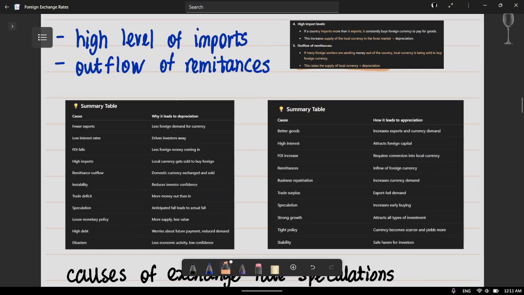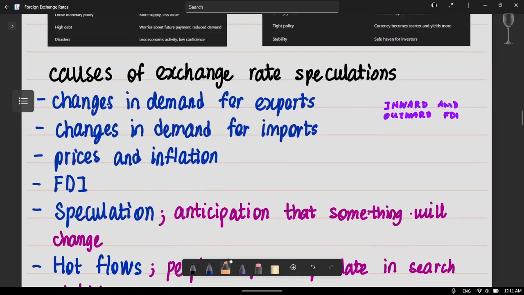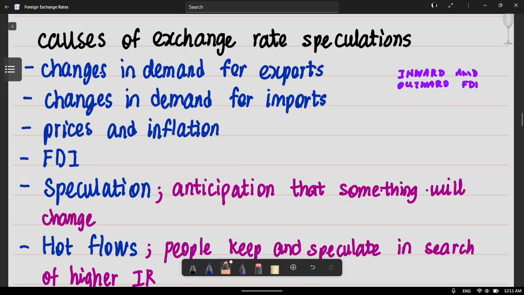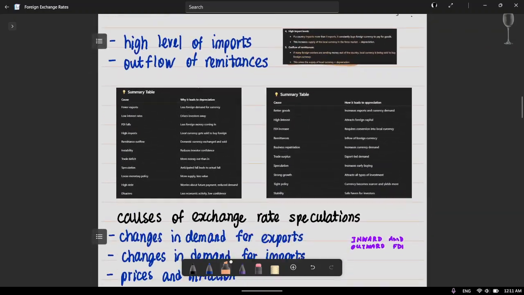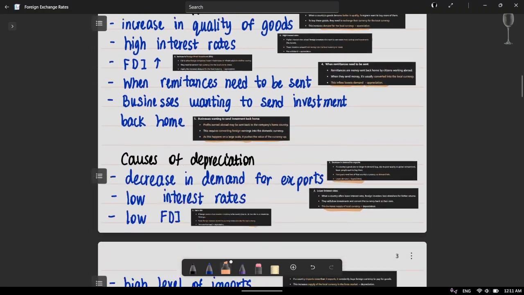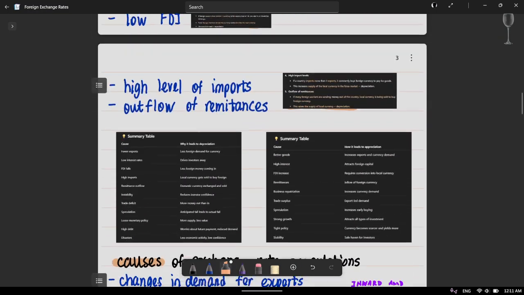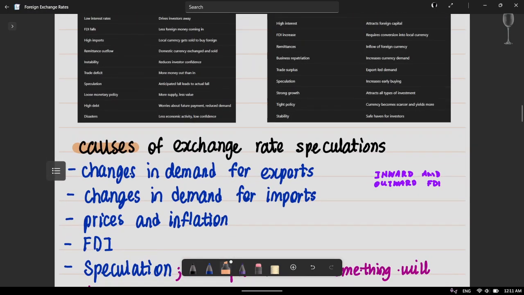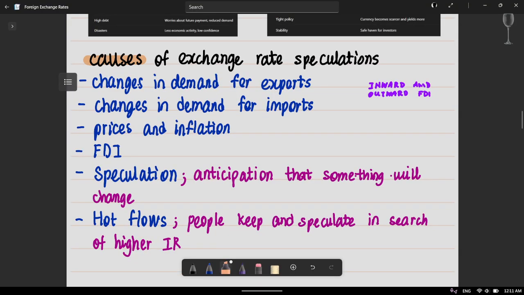Now, this is a quick summary table that you could take a screenshot of or go through. I'm not going to go through all of them, but yeah. Now we have causes of exchange rate speculation. Now it's the same thing. You see, causes and causes, but these are just other ones more. Okay, I'm not going to go into detail because it's basically something you can read in the textbook as well.